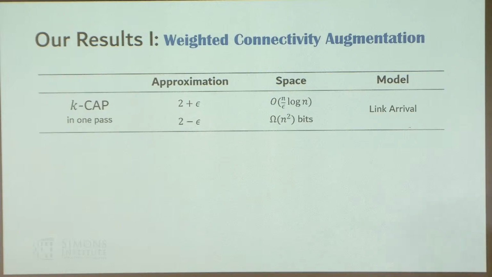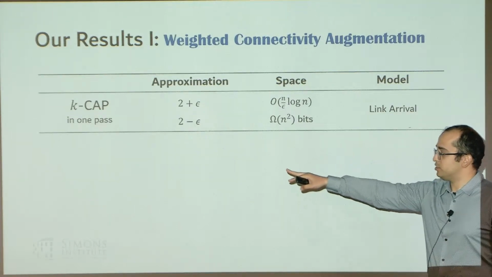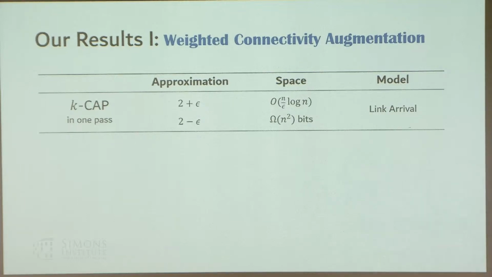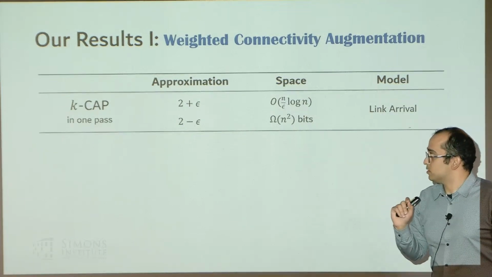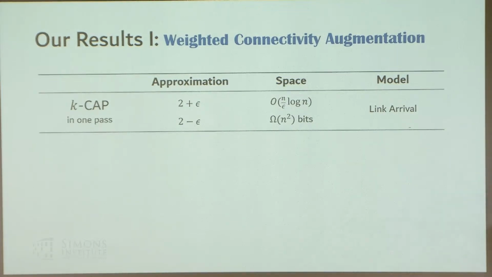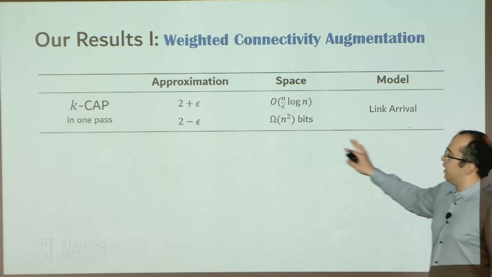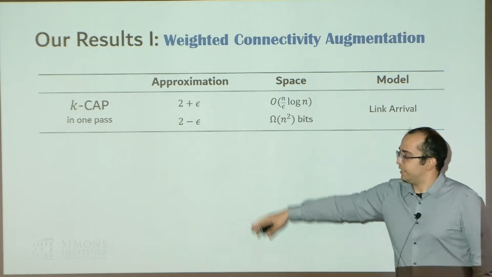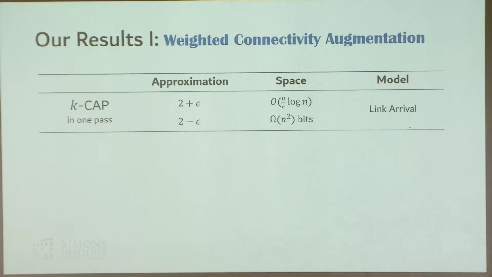For connectivity augmentation, we design a single pass streaming algorithm. First I talk about the link arrival model, which achieves a 2 plus epsilon approximation, and the amount of space it needs is n over epsilon times log n. We also show that to get any approximation better than 2, you have to pay n square bits in the memory.